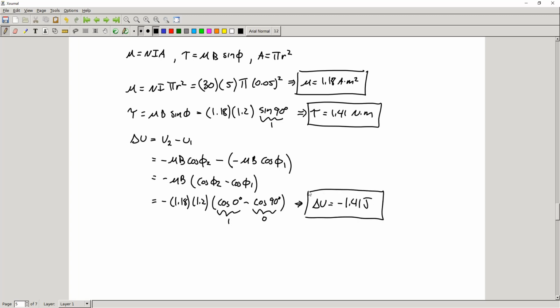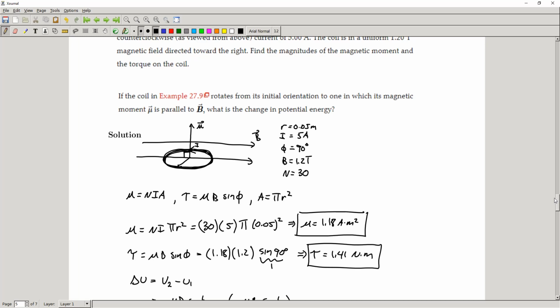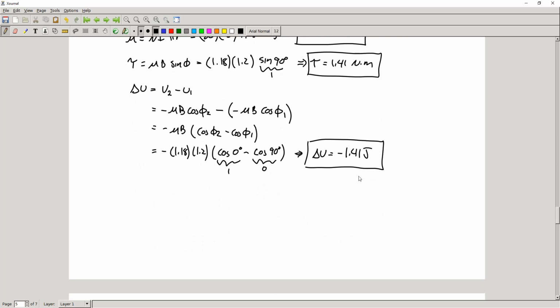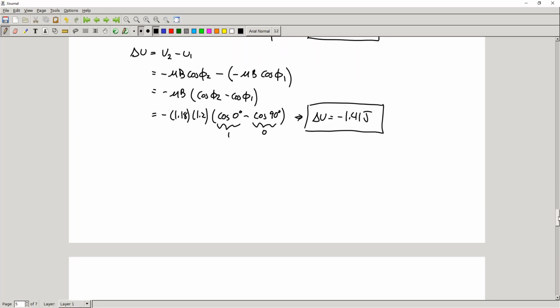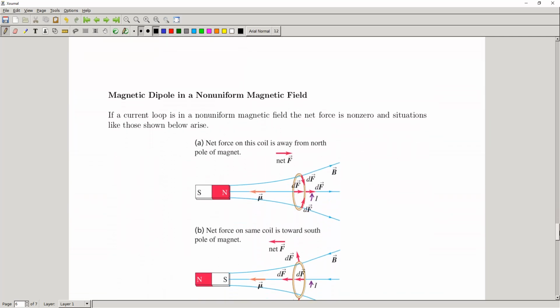And that is the change in potential energy. So what is this saying? Well, this is saying we lose potential energy, right? In this configuration, we had some potential energy associated to our magnetic dipole in our magnetic field, and after it flips over and mu is pointing in the direction of B, we no longer have that potential energy. We've lost this amount of potential energy. And I almost ended the video there, but then I remembered that we do have a couple of other things to talk about.